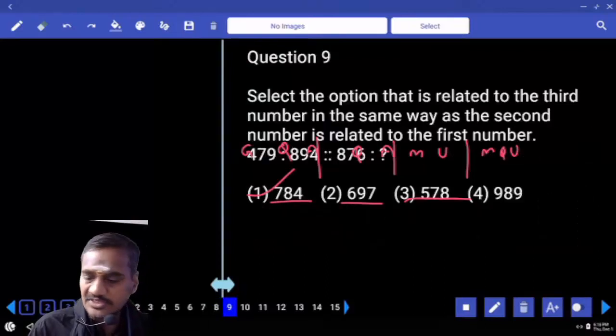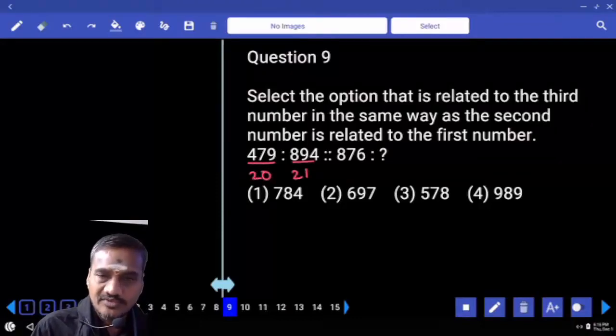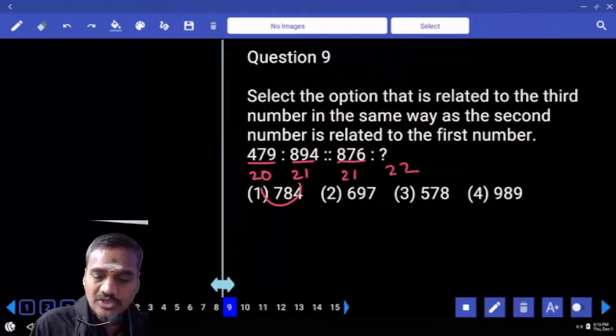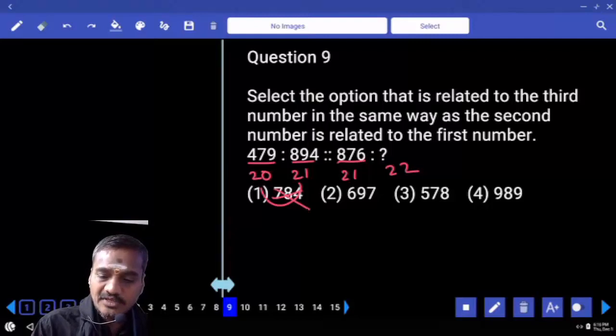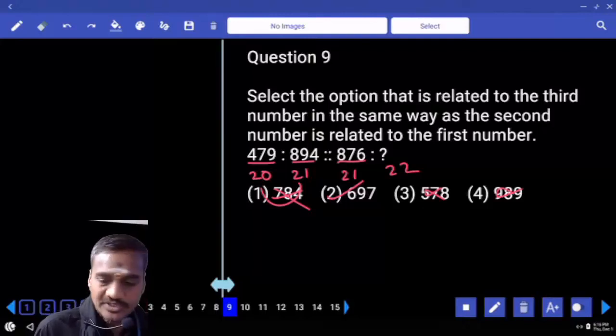Then next one, the 9th one, question number 9. 479, sum of that is: 4 plus 7 is 11, plus 9 is a sum of 20. Here 8 plus 9 is 17, plus 4 is a sum of 21. That means the sum is 20 and 21, that is plus 1. 15 plus 6 is 21. The next one must be 22. Among the given choices, 15 plus 7 is 22. And here it is 28, here it is not. So what is the choice you have? 699, choice 2, question number 9.